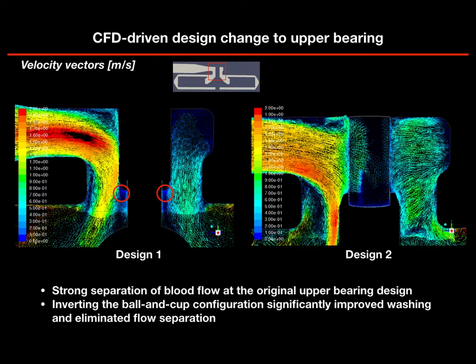Our solution in Design 2 was simply to invert the ball and cup configuration, and as you see from the image, much stronger washing occurred on all surfaces, and it eliminated the flow separation.